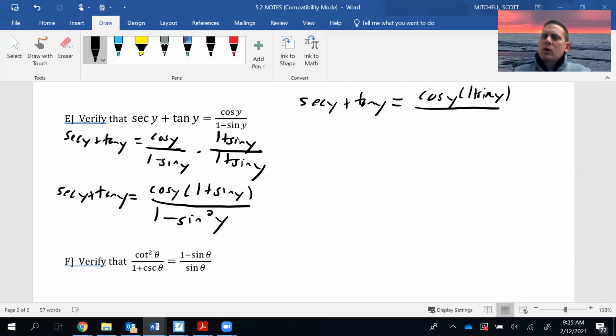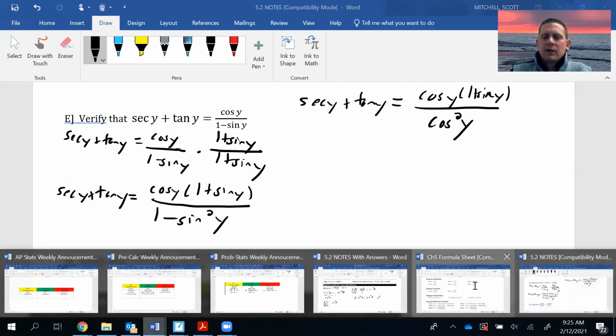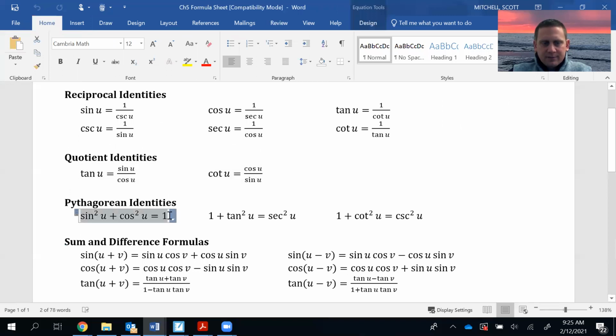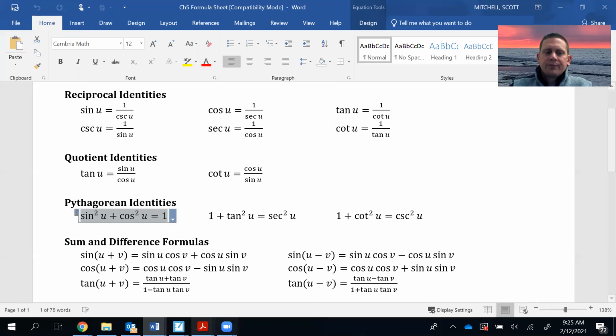Now look at the bottom. What's 1 minus sine squared? Well, Pythagorean identity, that's cosine squared. All right, you need to have your formula sheet in front of you while you're completing these. So that's this identity again. Okay, you can move things around in the identity to use them.